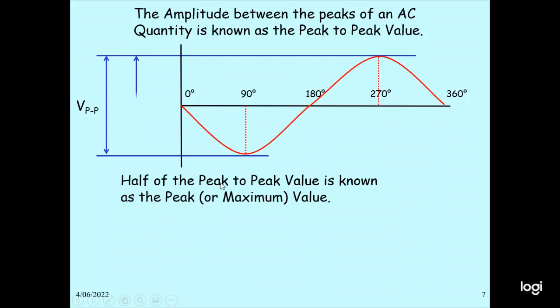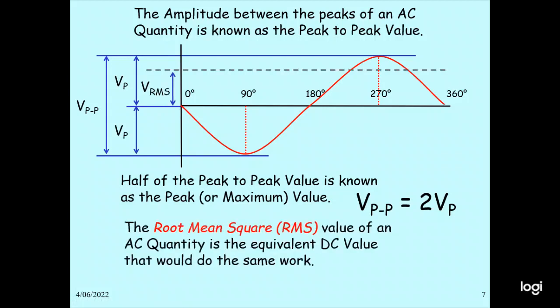The half of the peak-to-peak value is now the peak, the maximum value. So VPP is the peak-to-peak value, VPP is 2 VP. And the root mean square value of the AC quantity is the equivalent value to DC value that would do the same work. So VP is the square root of 2 times the VRMS.